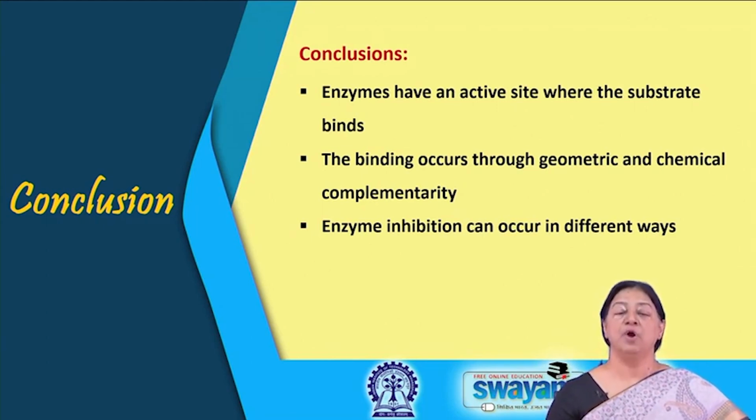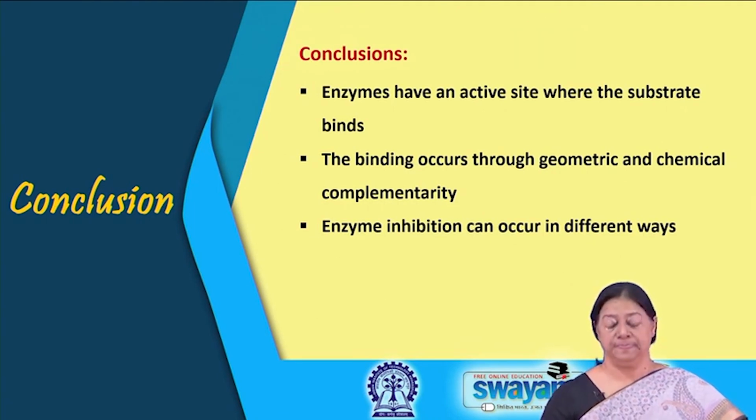In case of competitive inhibition, we see that the inhibitor competes for the same site as the substrate. So, it is the active site inhibitor. The competitive inhibitor is an active site inhibitor. Non-competitive and uncompetitive inhibitors will bind to different parts of the enzyme, which is the protein molecule, and prevent the substrate from binding to the active site by a change in the enzymatic structure.